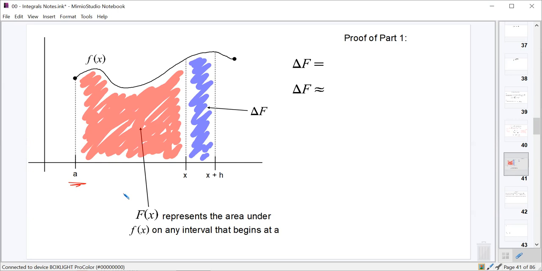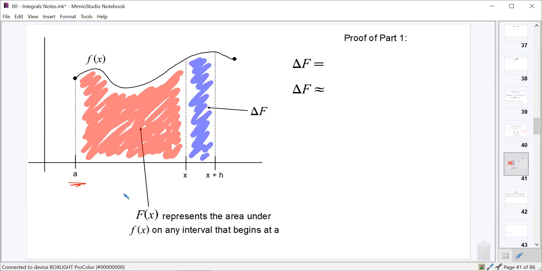So you can see I've got from a to x highlighted in red, and then I've got a blue section, which I've highlighted as the area from x to x plus h. And we're going to call that delta F, or a change in the value of the function. In this case, it happens to be the change in the value of capital F as we go from x to x plus h.